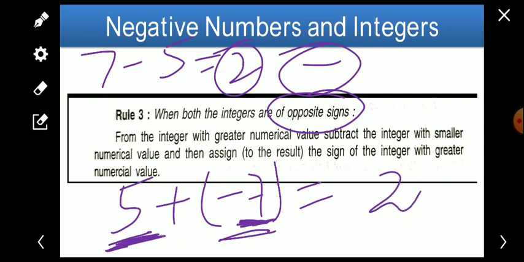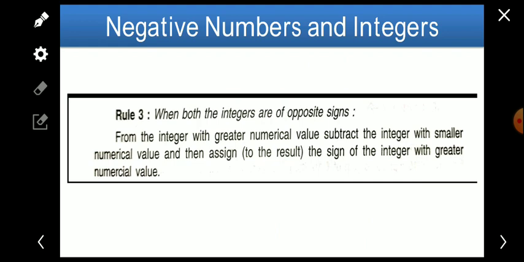Now which sign will come with this? We will see that the bigger numerical value is 7, and with this the minus sign is there, so the minus sign will come with this. So I hope that you understood. Suppose that minus 5 and plus 7 would be there, then how to do?